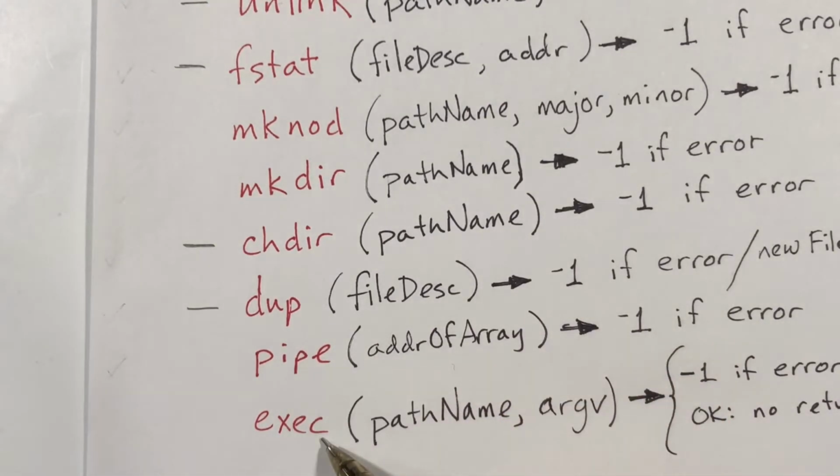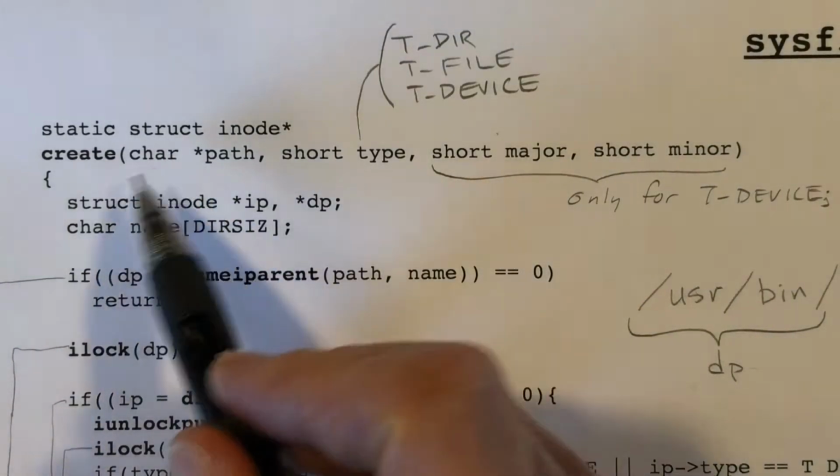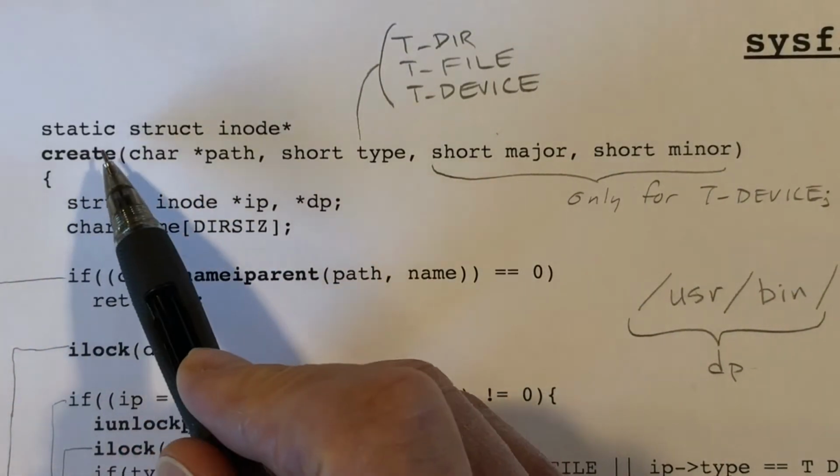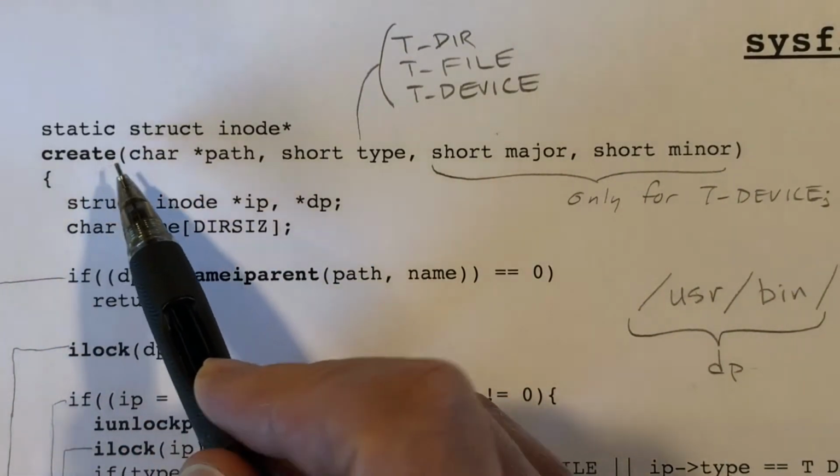The exec system call is a bit complicated, and I will handle that in a subsequent video. Okay, let's continue with these functions. Now let's look at the create function. This function is used to create a file and add it to some directory in the file system.